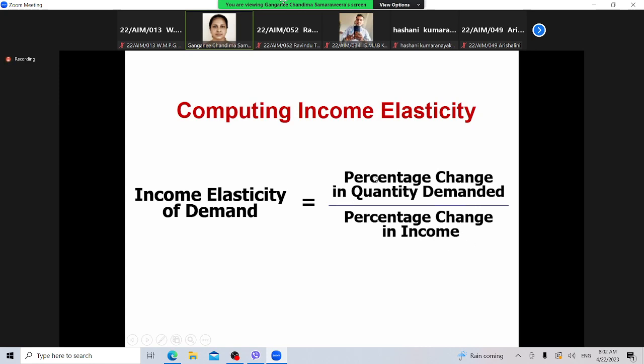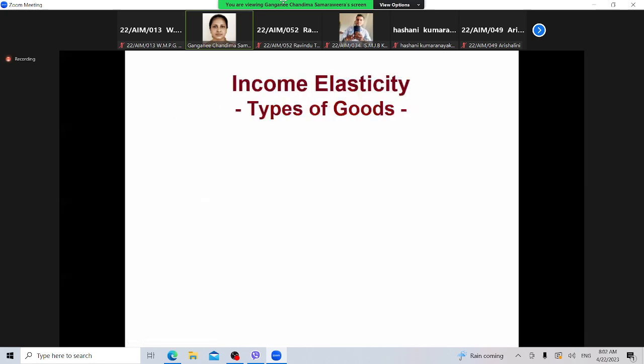Here the numerator is the same in both cases, price elasticity of demand and income elasticity of demand. The percentage change in quantity demanded is the same. But when it comes to income, you have to write income here. When it comes to price, you have to write price here. Very easy. Hope you all understood all these concepts. If not, please message me.